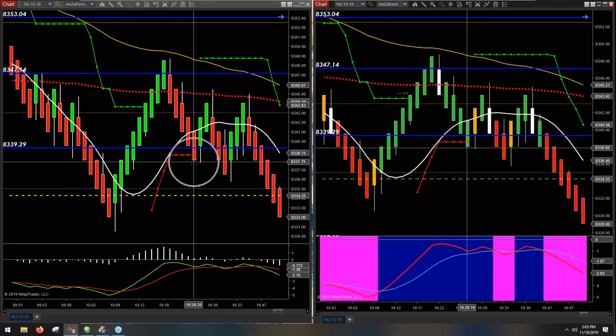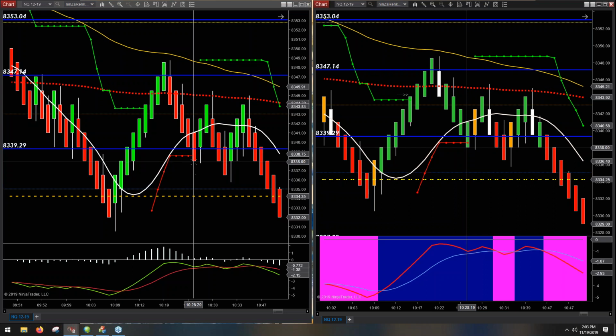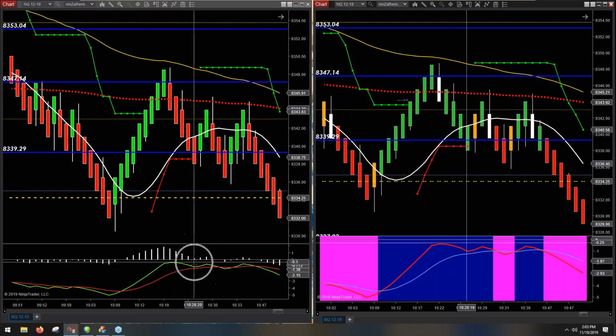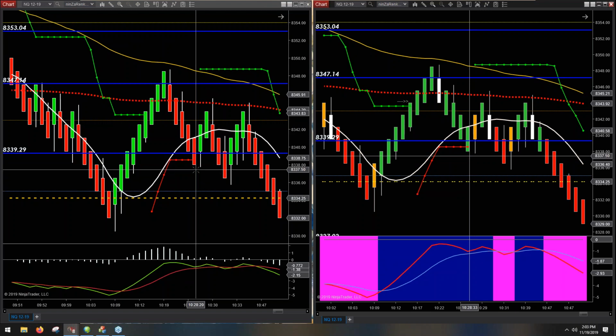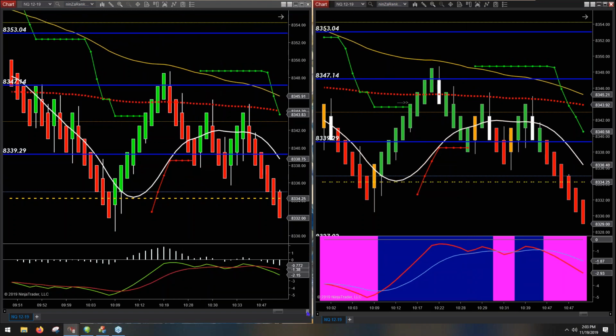This here, you can see it gets closed below the super trend stop, but it's not valid because of our MACD here. So that would have to be a pass. Next one here.